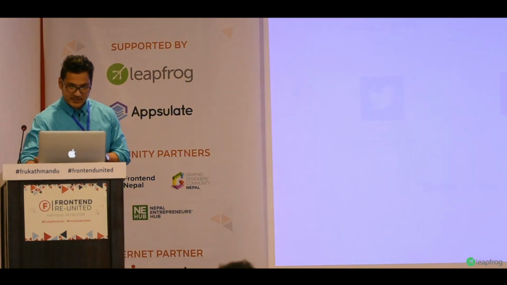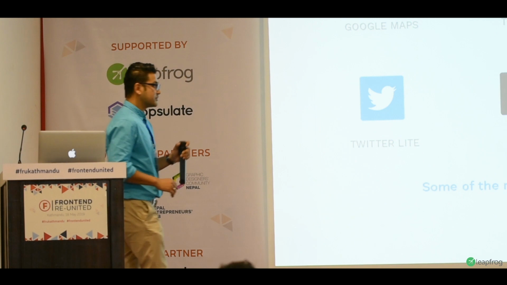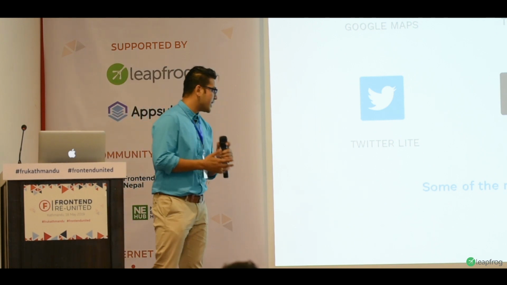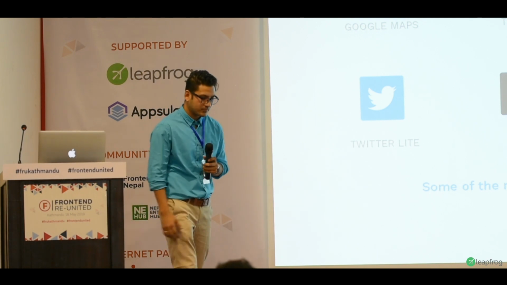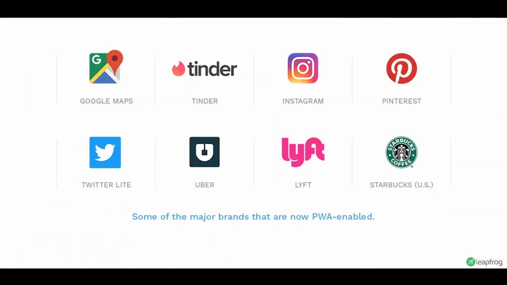So the next is, okay, some success stories, right? Some of the major brands that are now PWA enabled are Google Maps. But there are some limitations I'll talk about later on. Google Maps, Tinder, Instagram, Pinterest, Twitter Lite, Uber, Lyft, Starbucks, these all are now PWA enabled.